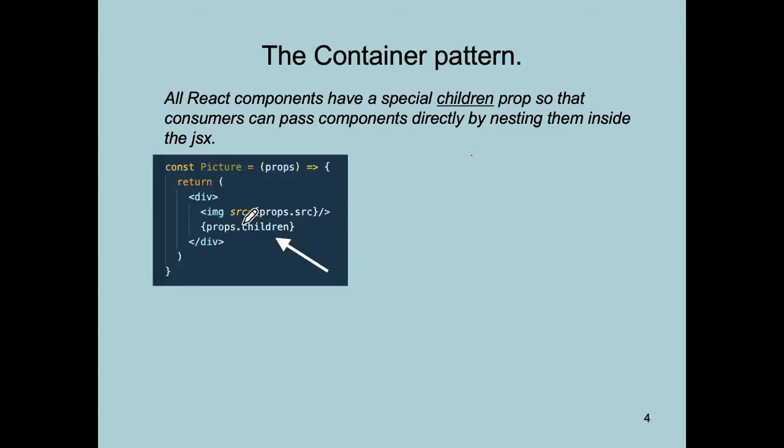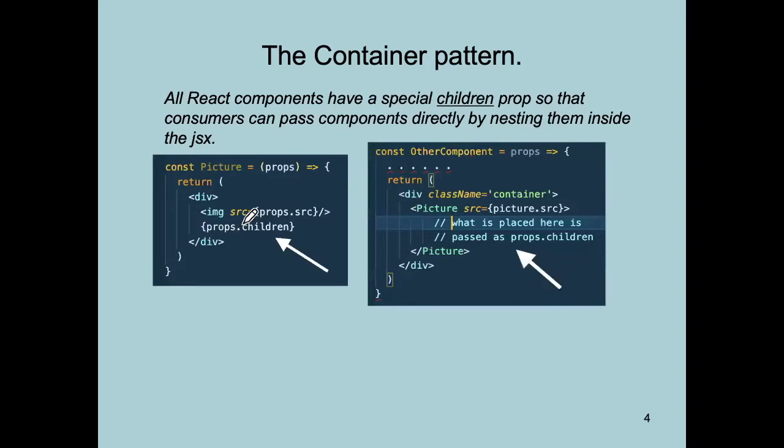Okay, so that's that. On the right, then, I have what I'm calling my consumer component, and the consumer is using the picture component on the left. So here's my consumer, it has some logic in it, which we don't care about. And here we go, it's using the picture component. And I have my open picture tag and my close picture tag.